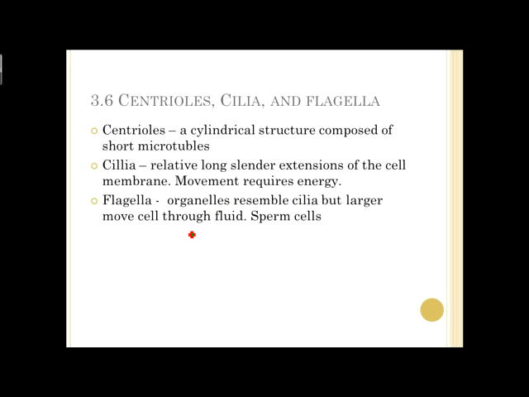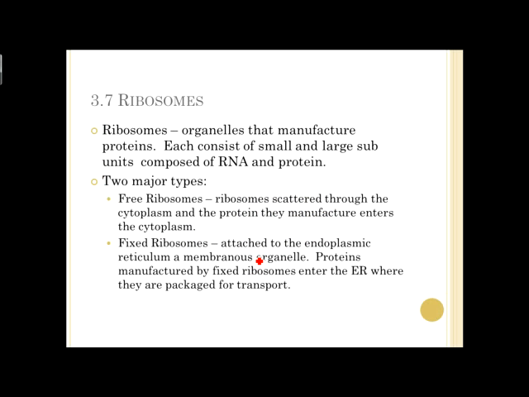Organelles resemble cilia but larger. They move the cell through fluid. An example of something that has a flagella on it is a sperm cell. It's a kind of tail that assists in moving.